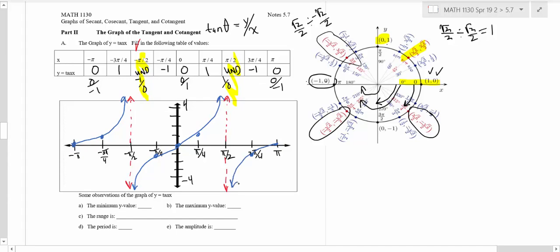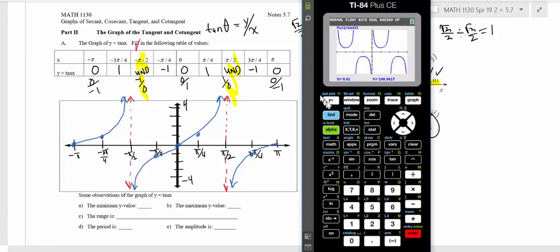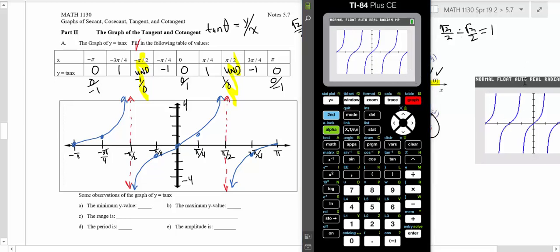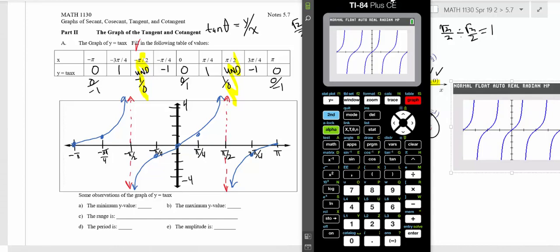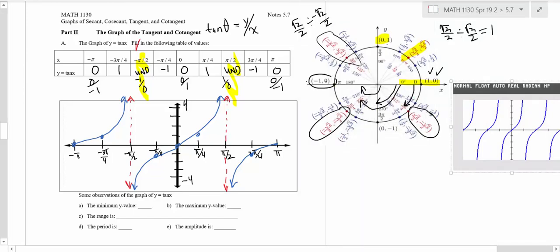Okay, so that's what the graph of the tangent looks like. On the graphing calculator, it works this way. If I put in tangent of x, then you'll see basically this shape. Now I have a different scale on my calculator, but that's basically what the tangent graph looks like. You're going to have an infinite number of vertical asymptotes in it.